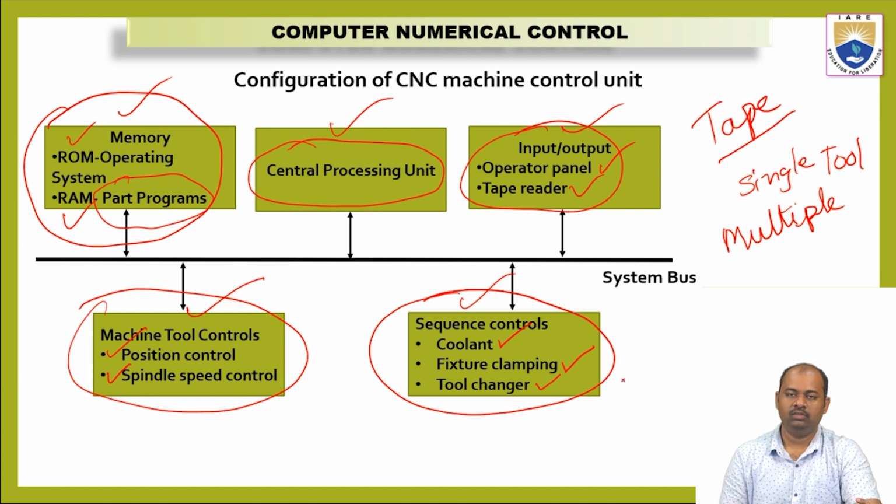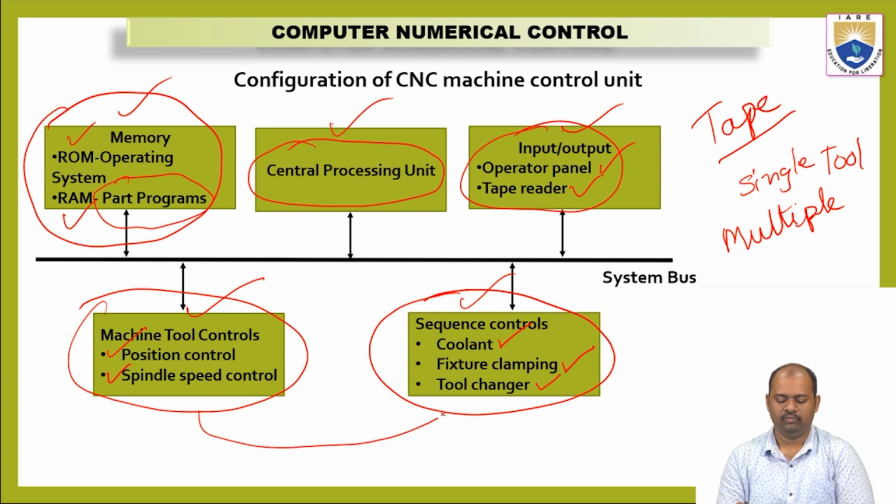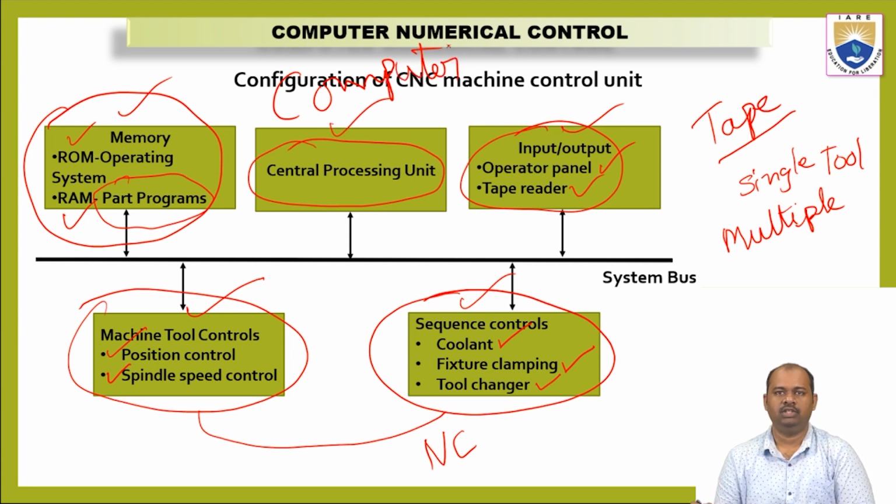If we have a multiple tool device where the tool post will have more than one tool, the tool post can be rotated in such a manner that we can change the tool. We can rotate the tool post and use another tool for the operation. Now, this is the basic configuration of a CNC machine control unit. It contains 5 parts, and these two are the numerical control, and the top part is the computer. Totally we can call it a CNC machine.